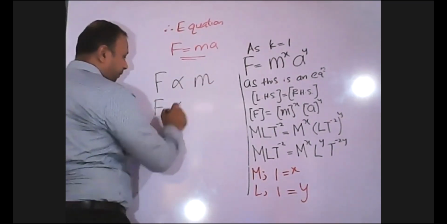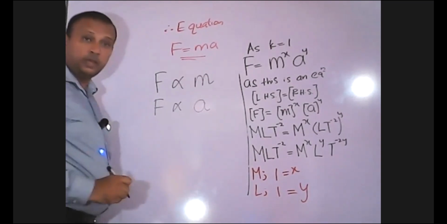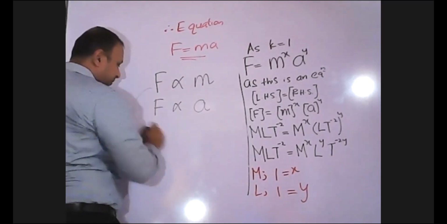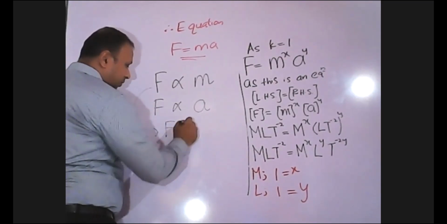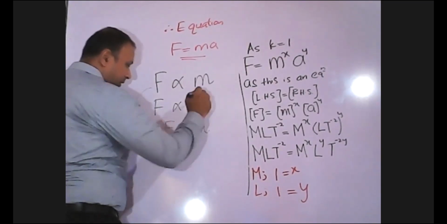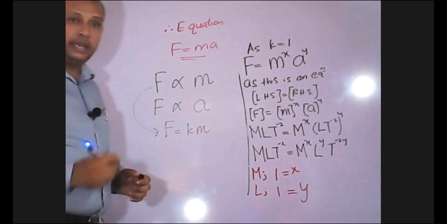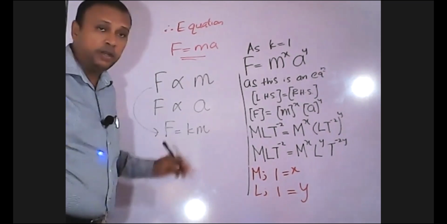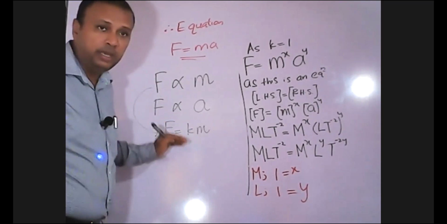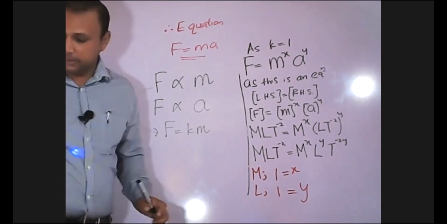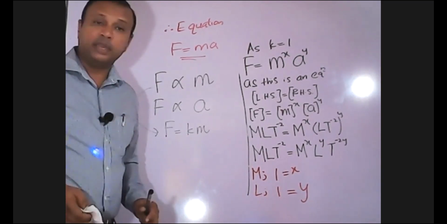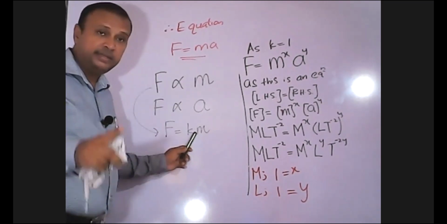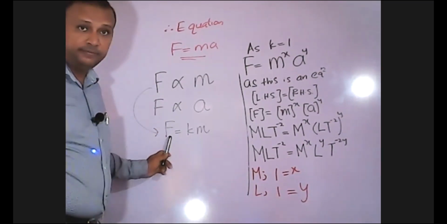Suppose F is directly proportional to A. We cannot write F is equal to Km as an equation. According to the mathematical model, F is equal to Km. But F is a physical quantity. So K is not the only factor that affects F.